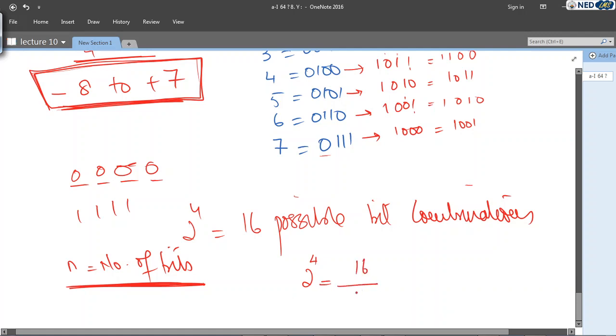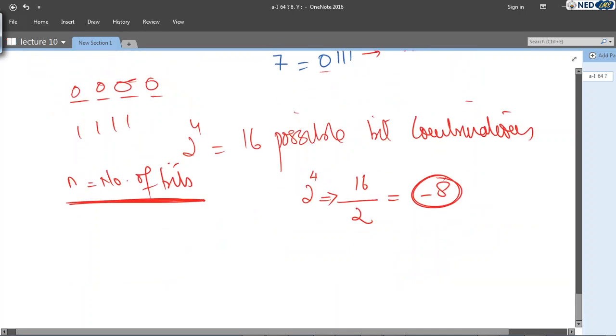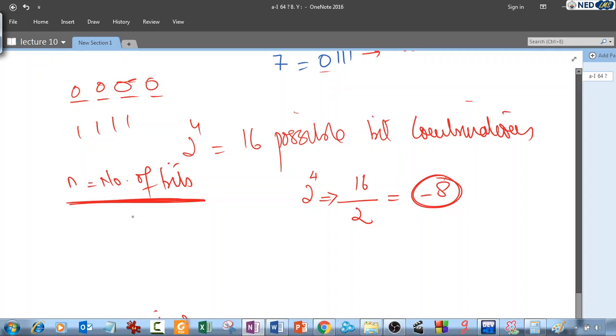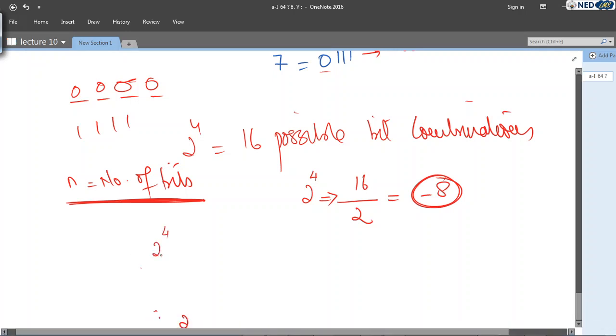and if I divide it by 2, I get 8. So the minimum possible negative number would be minus 8, and it will go all the way to 7. So what I need to write over here is 2 to the power 4 equals 16, I divide by 2, I get 8, and I subtract 1, so I get plus 7. That's the maximum possible positive number.